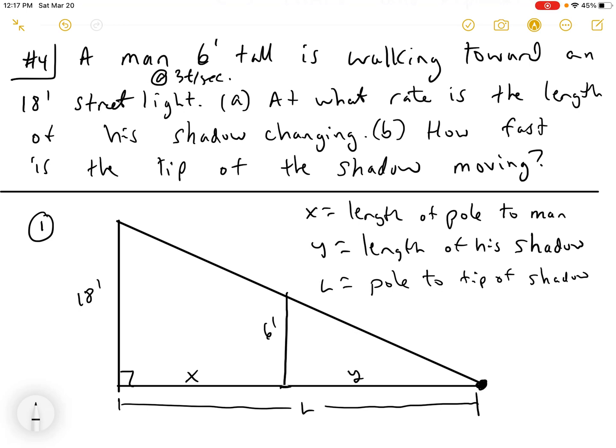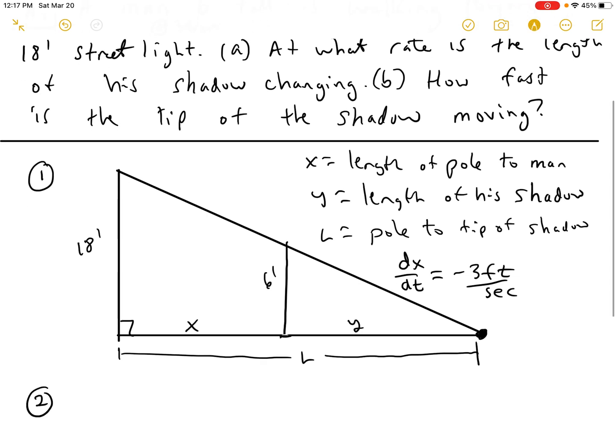And we've put the 6, we put the 18 in. What's the 3 feet per second? 3 feet per second is the speed at which the man is walking. So that's dx dt, and it's minus 3 feet per second because he's walking in the negative direction. All right, that's the setup.